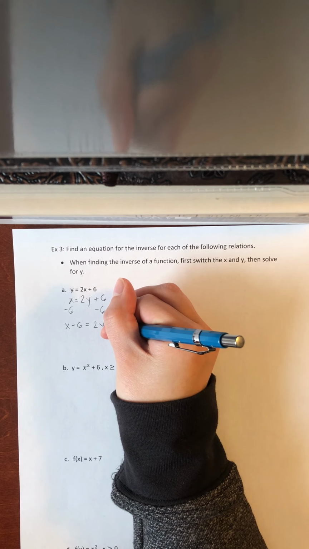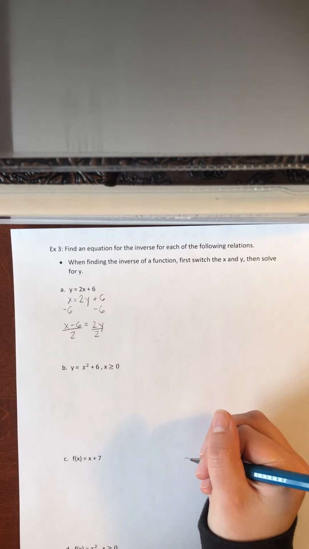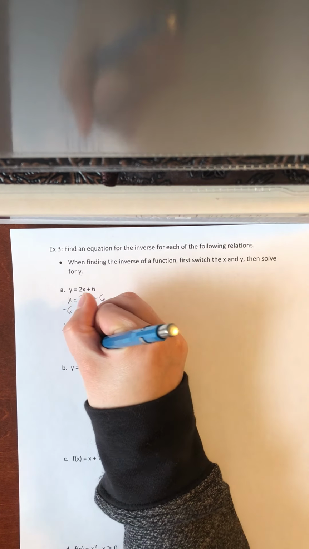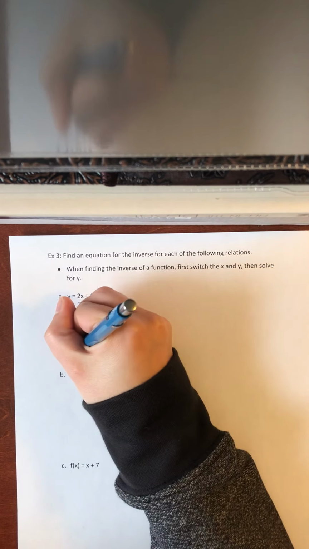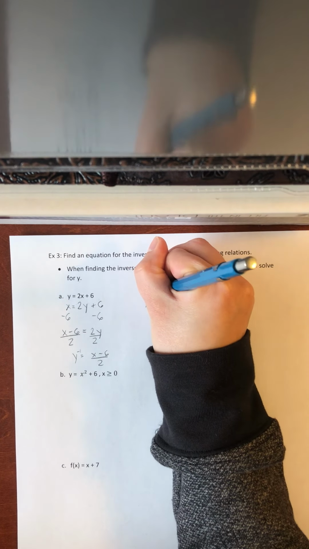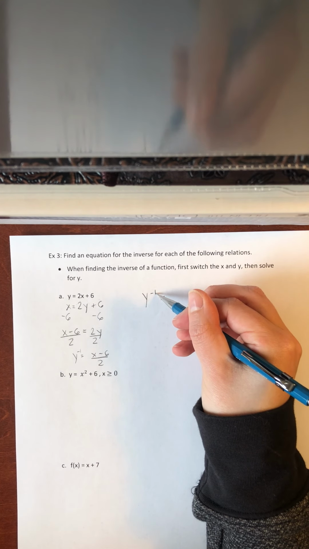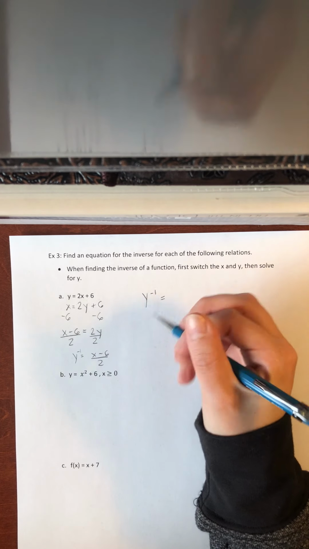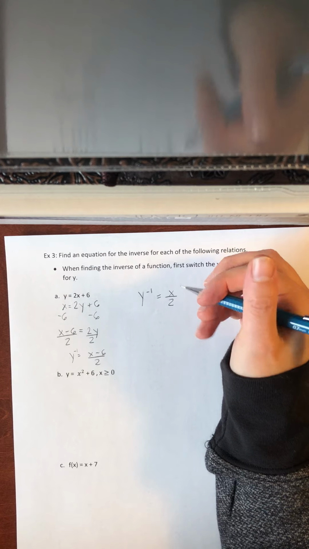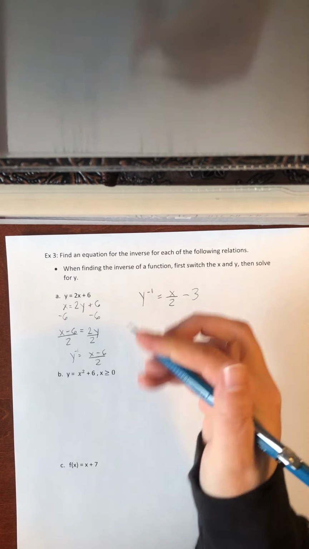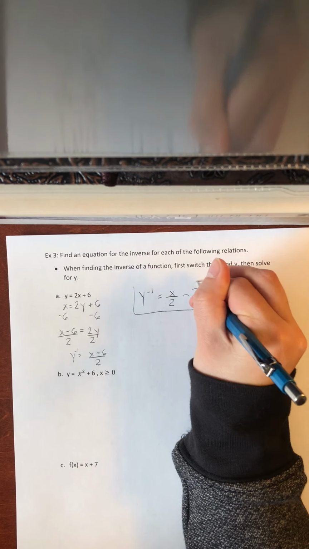Now to get y by itself, I'm going to divide by 2. Now, some people might leave it like this, x minus 6 over 2. I would not do that. What I would do is write it using inverse notation. Remember, don't just write y. y inverse equals x over 2, or that would really be 1/2 x, minus 3, because negative 6 over 2 is negative 3. That's really how you should write it. That's fully simplified.